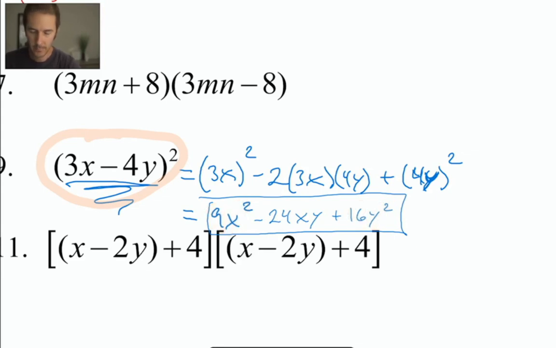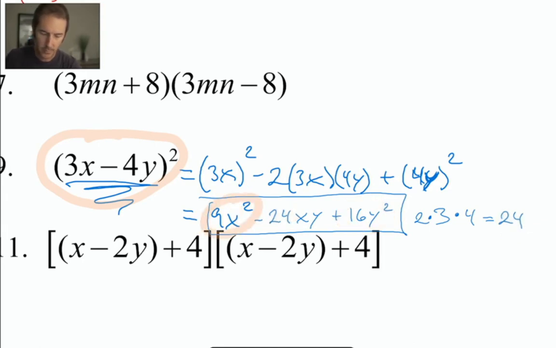What's the square root of 9? What's the square root of 16? What's 3 times 4? 12. Double that. See that 24? See this 24? That's a good indicator that you're working with a perfect square trinomial. If the square root of this times the square root of this doubled equals your middle term, you're working with a perfect square trinomial.